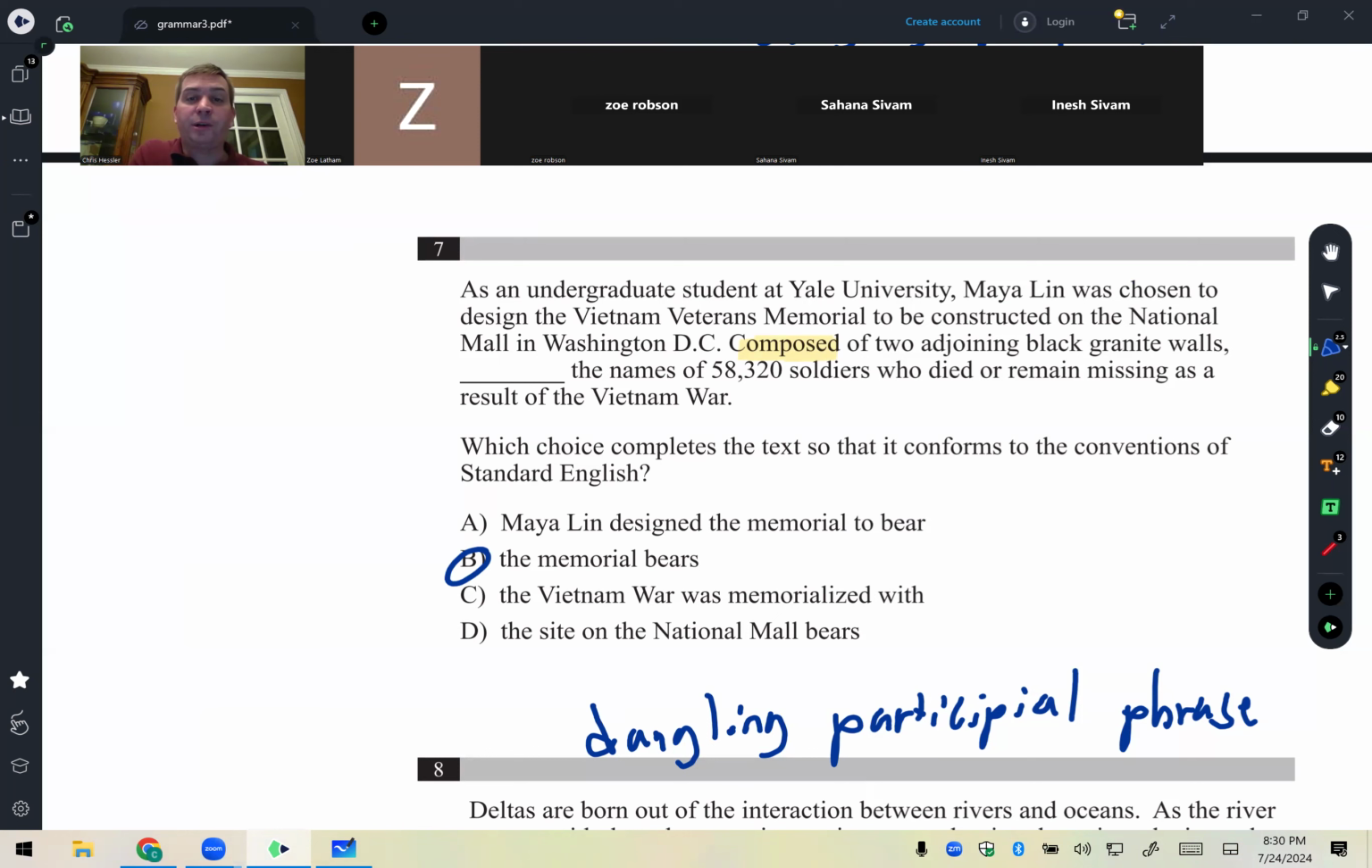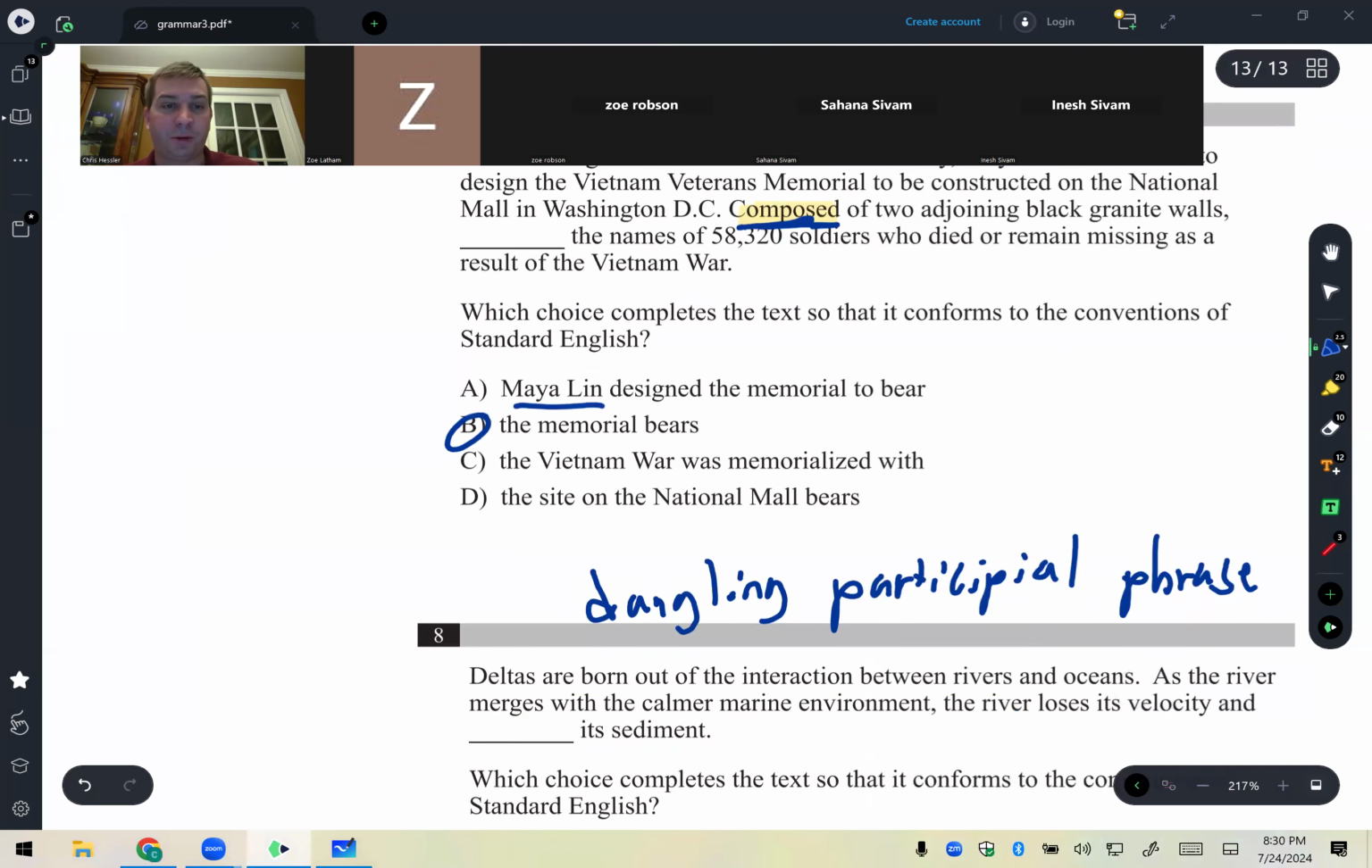Composed, I have to put whatever is composed right there. And it can't be this artist. A person can't be composed of 2 adjoining black granite walls. It's just a dangling participial phrase.